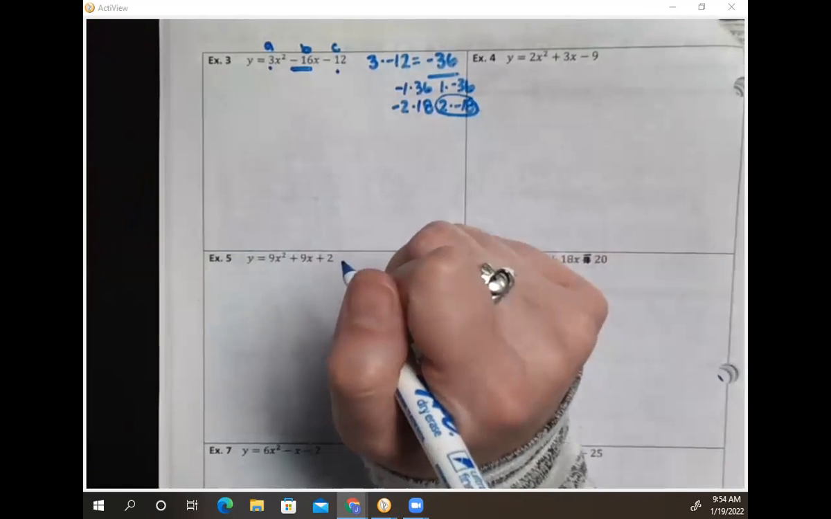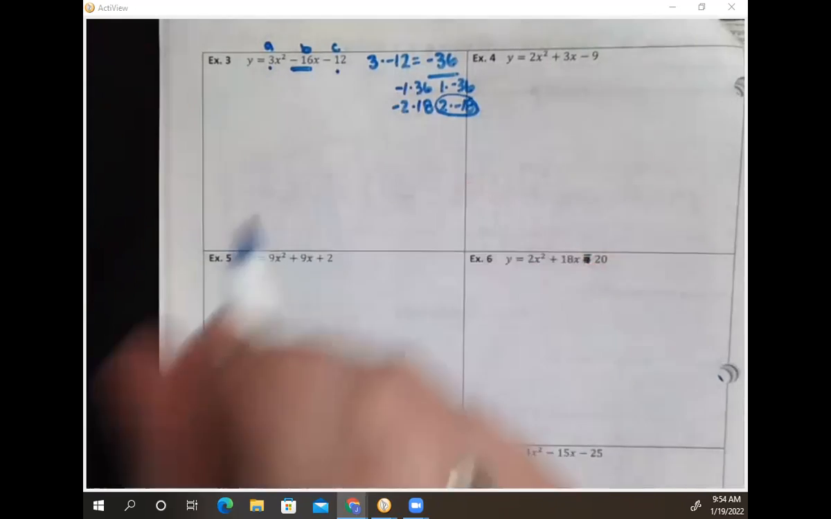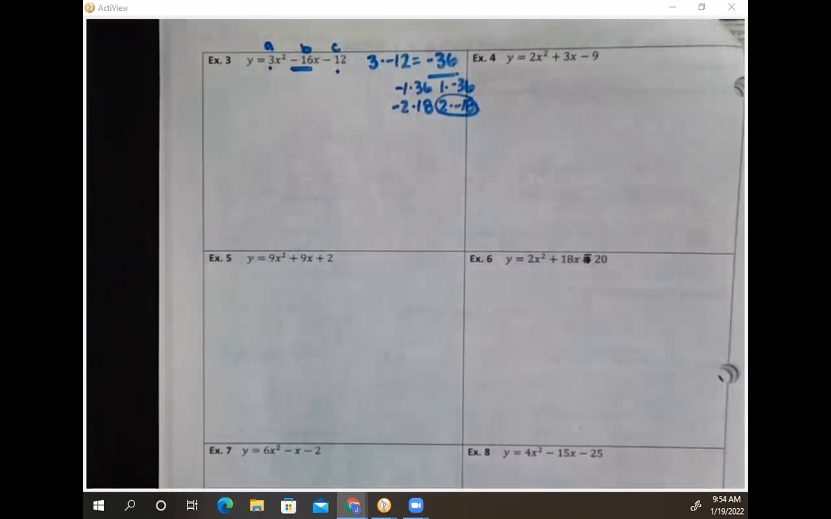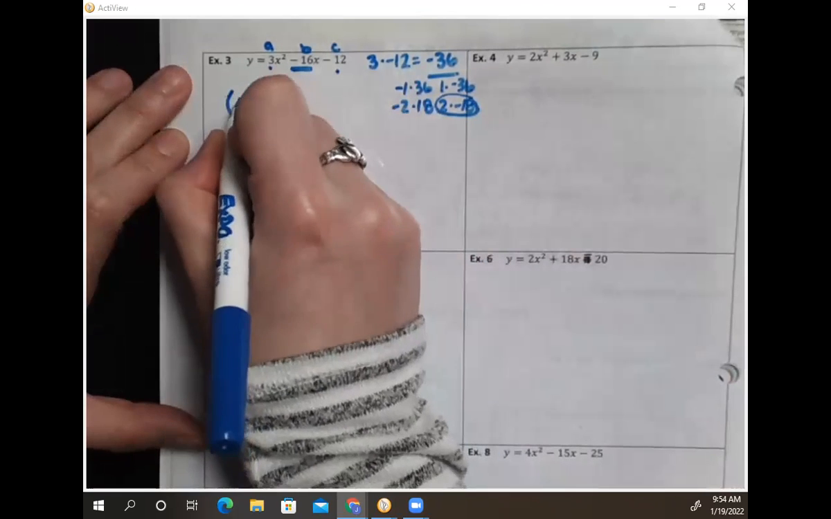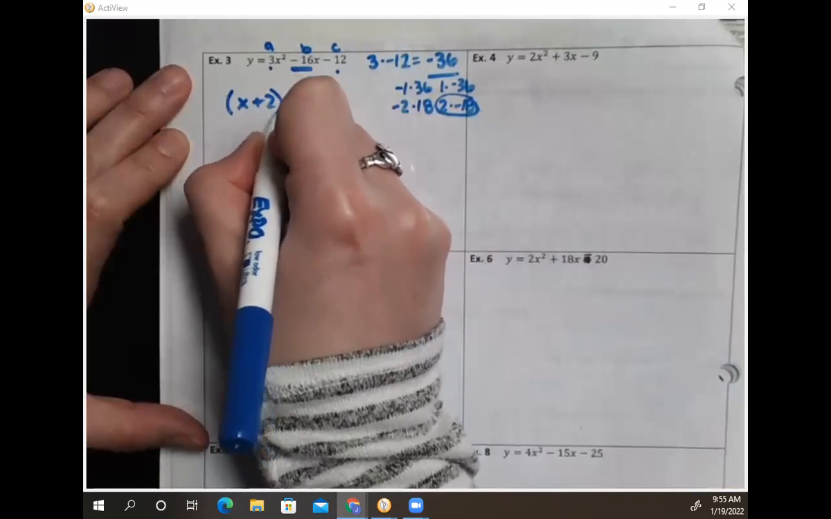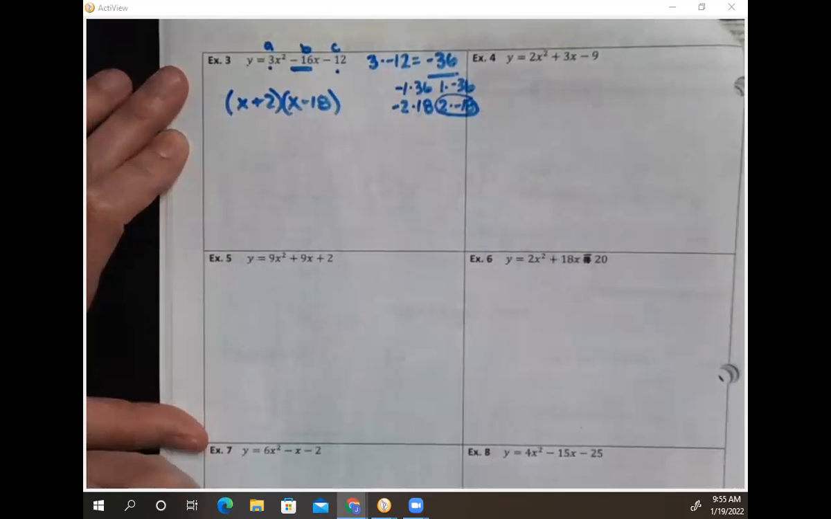Now here's where this is going to be different. Before, we said, don't write this part down, okay? Don't write this down in your notes because you'll have to erase it. Before, what we said was, okay, that means I've got x plus 2 times x minus 18, and there's my factored form. Here's the problem with that.